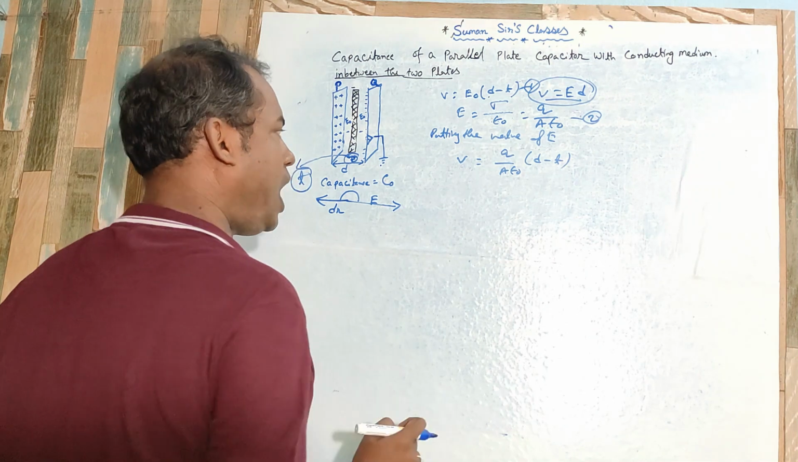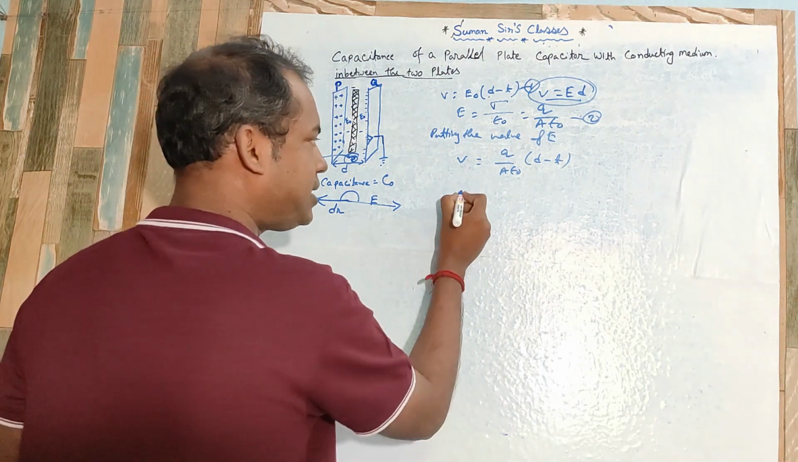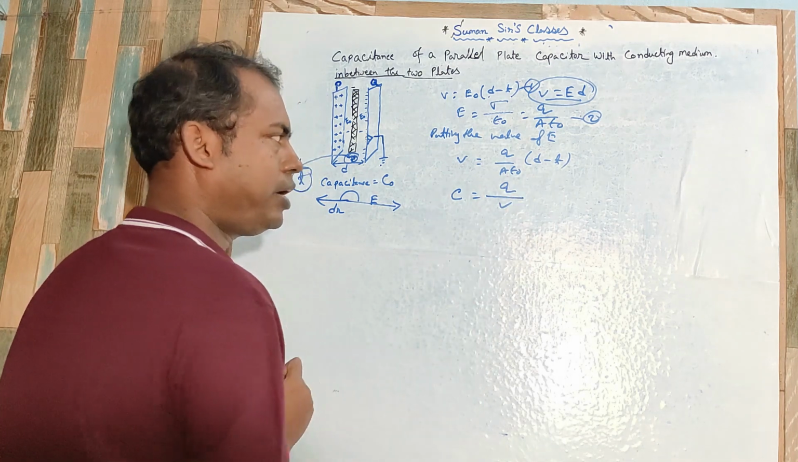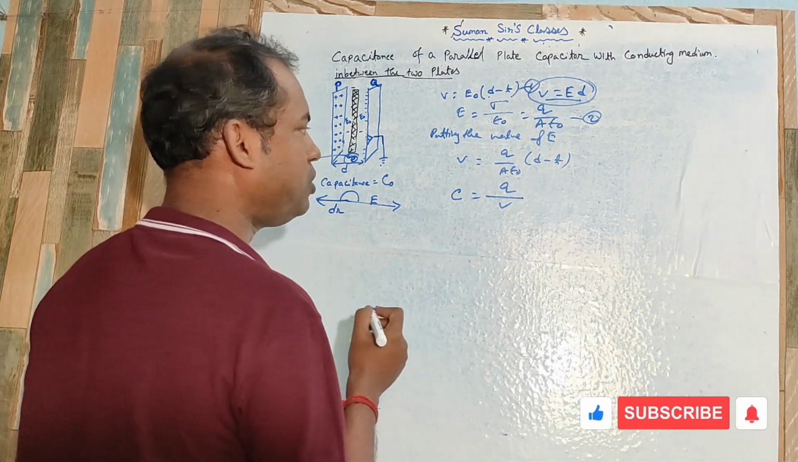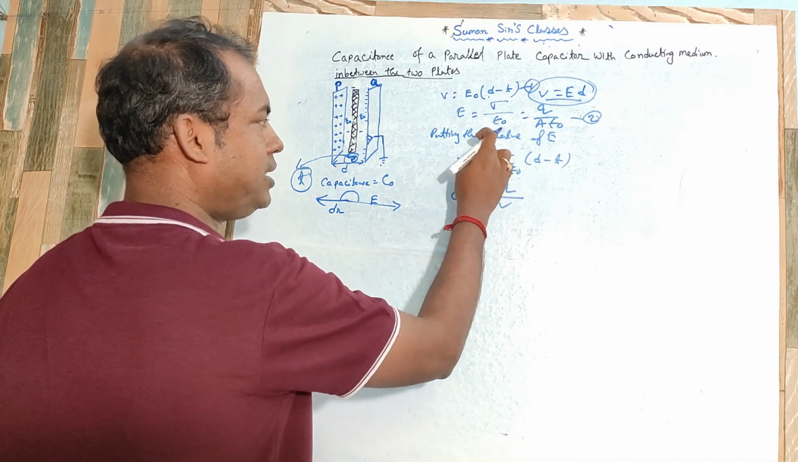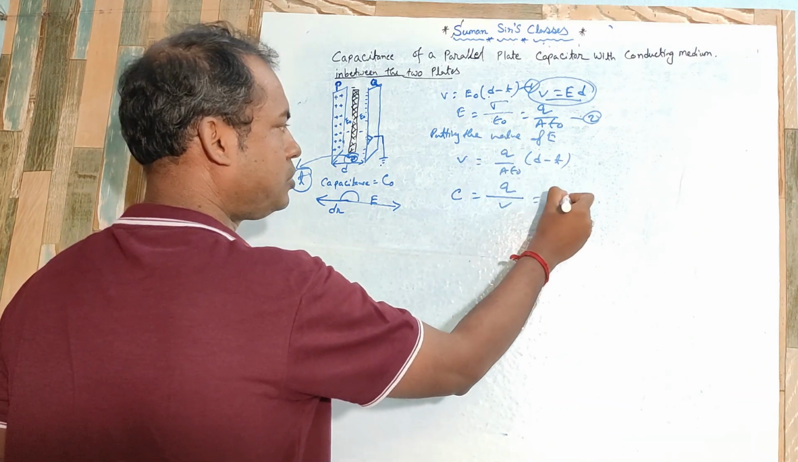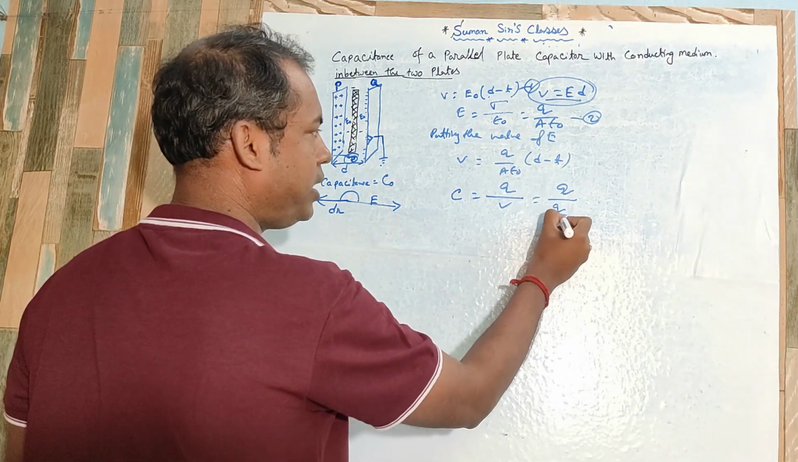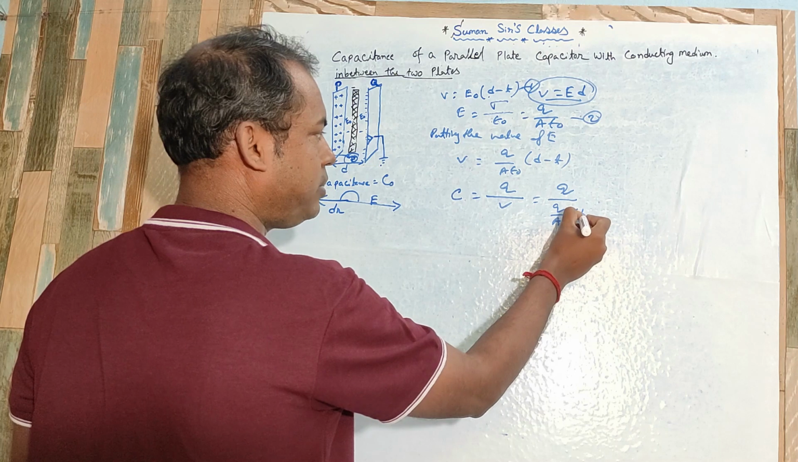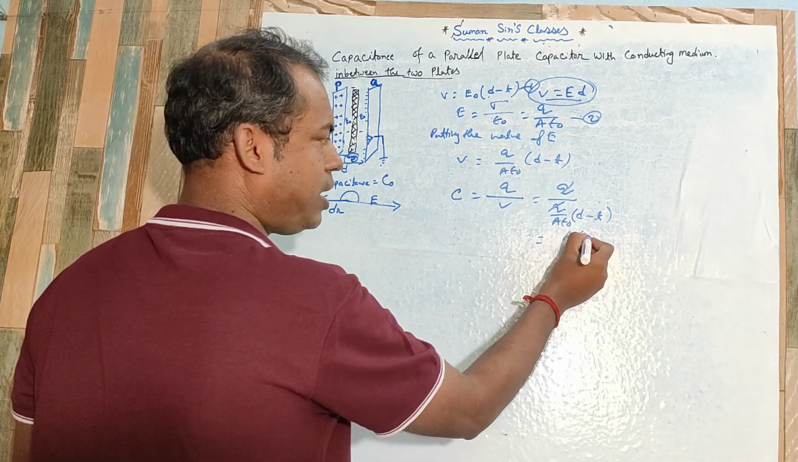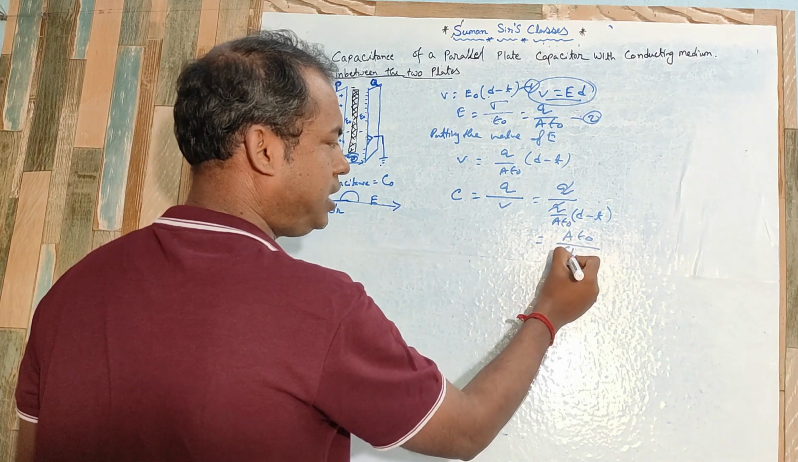Now we find out the capacitance. What is the capacitance in this case? Capacitance equals Q by V. Putting the value of V equals Q by A epsilon naught into D minus T, Q cancels out, and the capacitance is A epsilon naught by D minus T.